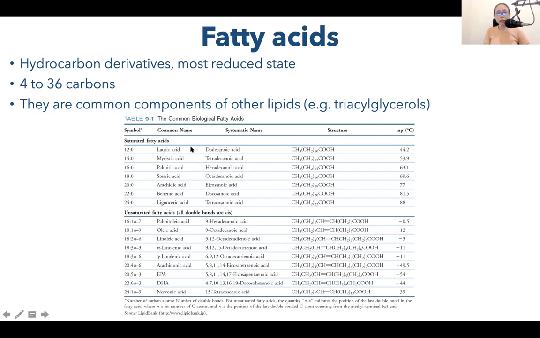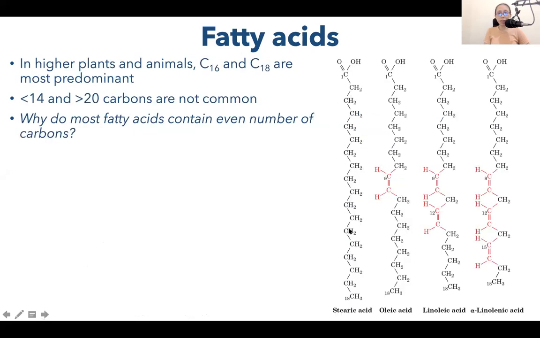So here we see some of your biological fatty acids, starting from 12 carbon fatty acid, lauric acid, 14 carbon myristic acid, palmitic acid, stearic acid, and so on. Now you have two classes of fatty acids here, saturated and unsaturated fatty acids. So when we say saturated, all of your bonds in the hydrocarbon chain are single bonds, like stearic acid. So stearic acid is an example of a saturated fatty acid.